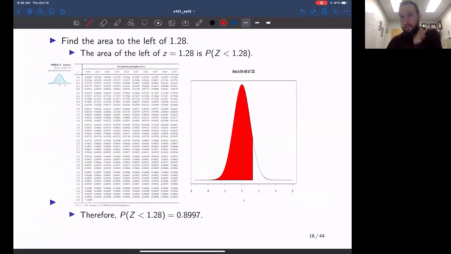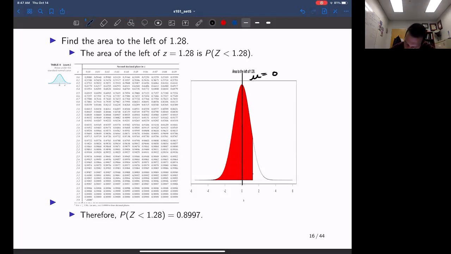Okay, the second example. In this illustration, we're being asked to find the area to the left of 1.28. So we want to know how much area is below z equals 1.28, which again is the exact same thing as the probability that z is less than 1.28. All right, so it's the same setup. First, we're still working with a z-score, which means that we are working with the standard normal distribution.